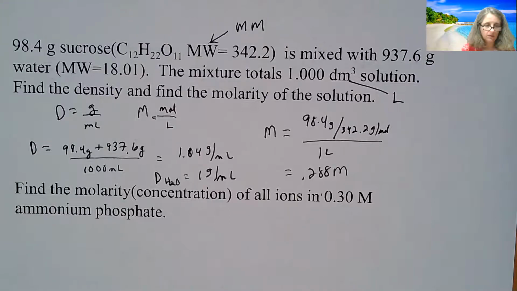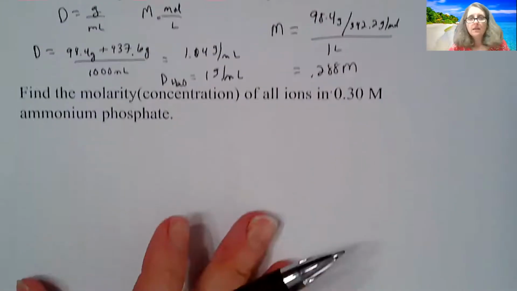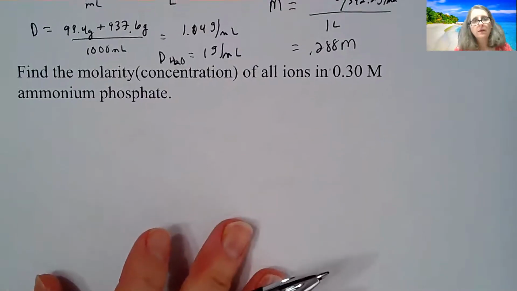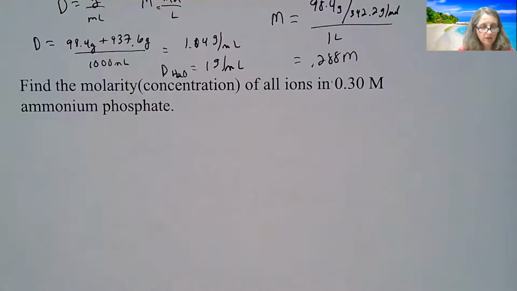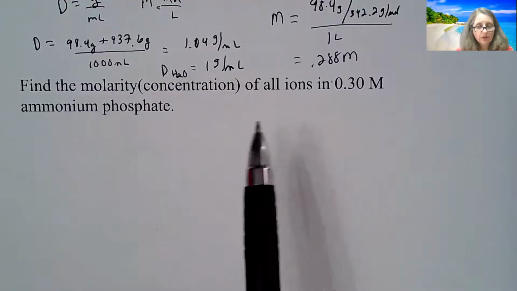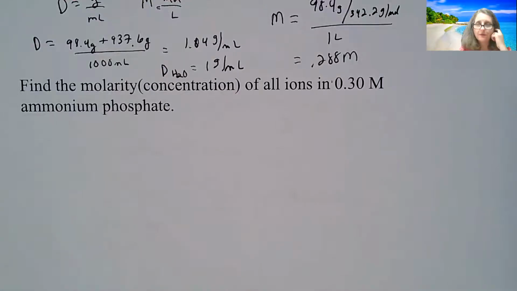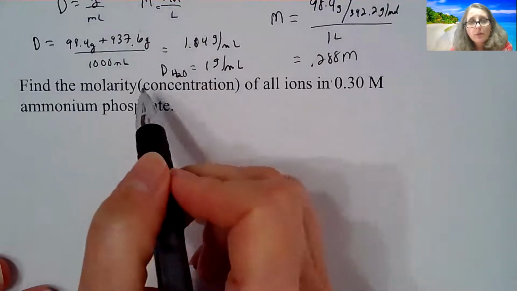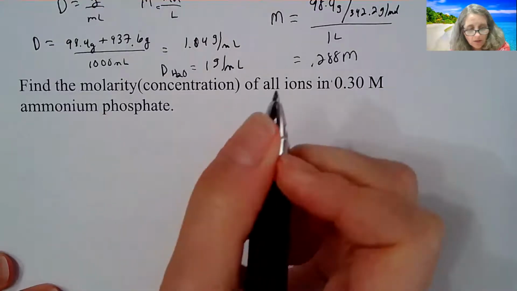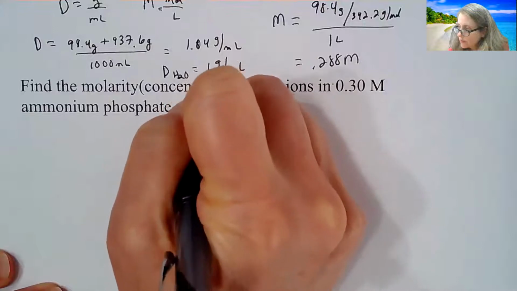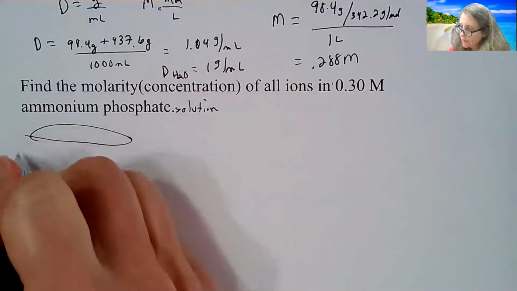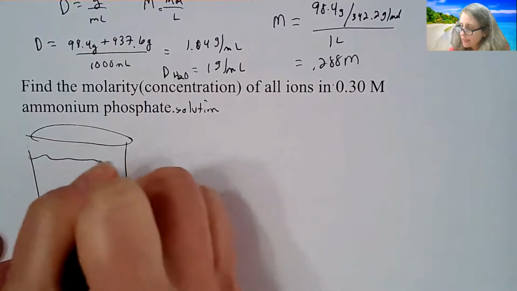All right, so this last thing I want to discuss has to do with the solutions themselves, in terms of what it actually looks like in the beaker. Find the molarity concentration of all the ions in a 0.3 molar ammonium phosphate solution. Okay, so if you want to write in solution, draw yourself a beaker over on the side here.